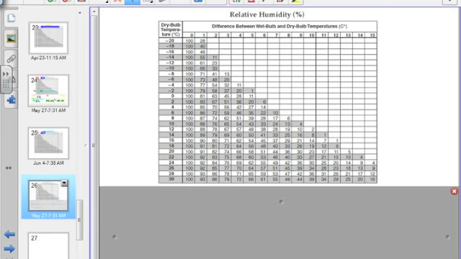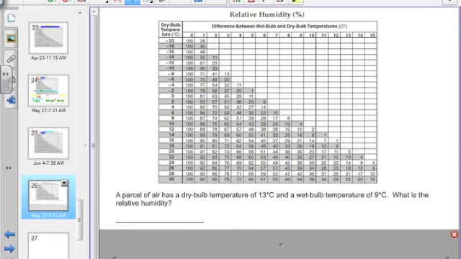Now my first question may look like a little bit of a trick, and it's not. Check it out. A parcel of air has a dry bulb temperature of 13 degrees Celsius and a wet bulb temperature of 9 degrees Celsius. What is the relative humidity? Okay, question. What is the relative humidity? Now, why am I saying it's a little bit trickier?